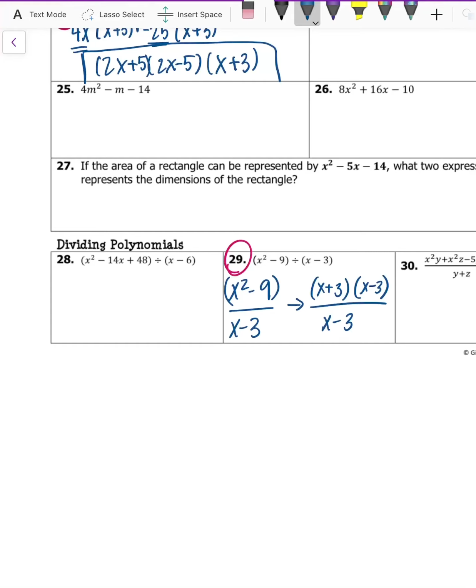So if you remember from class, now that I factor that out, now I can do the dividing part, and all I have to do is I know that x minus 3 divided by x minus 3 is 1, so I can get rid of those. And so my final answer would be x plus 3.